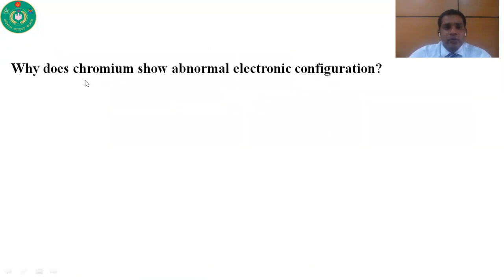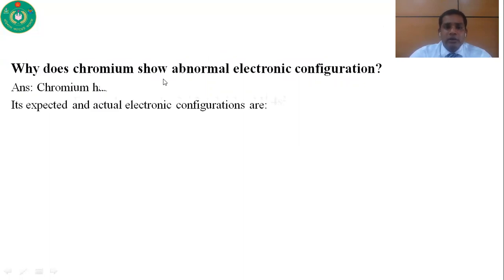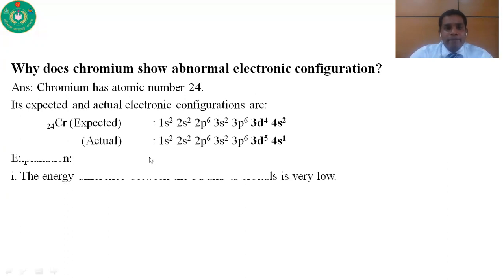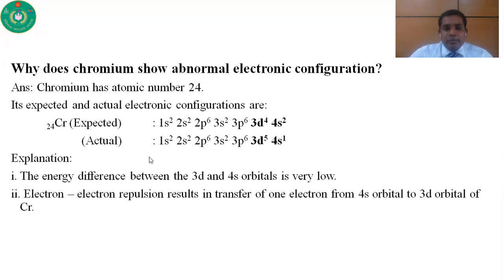First one is chromium. Why does chromium show abnormal or exceptional electronic configuration? You know that the atomic number of chromium is 24. So its expected electronic configuration is 1s2, 2s2, 2p6, 3s2, 3p6, 3d4 and 4s2. But its actual electronic configuration is 1s2, 2s2, 2p6, 3s2, 3p6, 3d5 and 4s1. Why? Because the energy difference between 3d and 4s orbital is very low, and electron-electron repulsion results in the transfer of one electron from s orbital to d orbital.